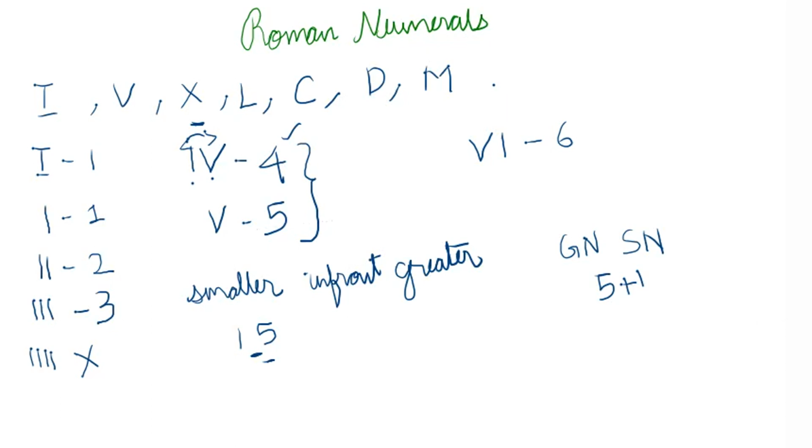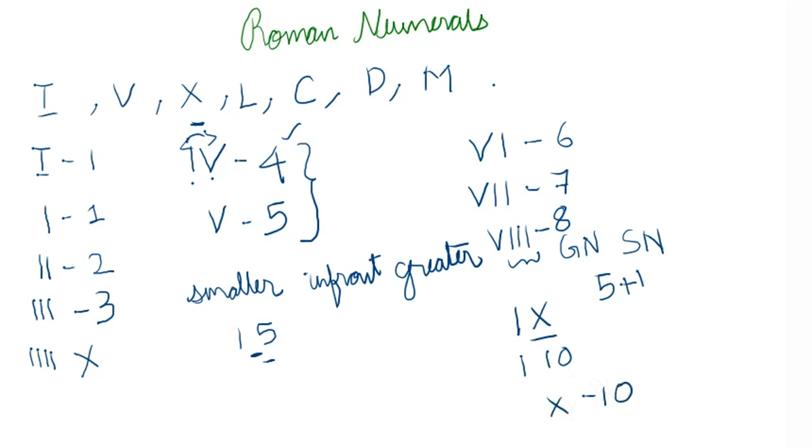Moving on to the next number, 7. So VII, and 8, VIII. Again we have got 3 I's, so you cannot continue with that. That is where you get the help of X. It is the same rule: small number in front of a bigger number. So 1 and 10. Your X is representing 10. So 1 and 10 means 10 minus 1, which is equal to 9.